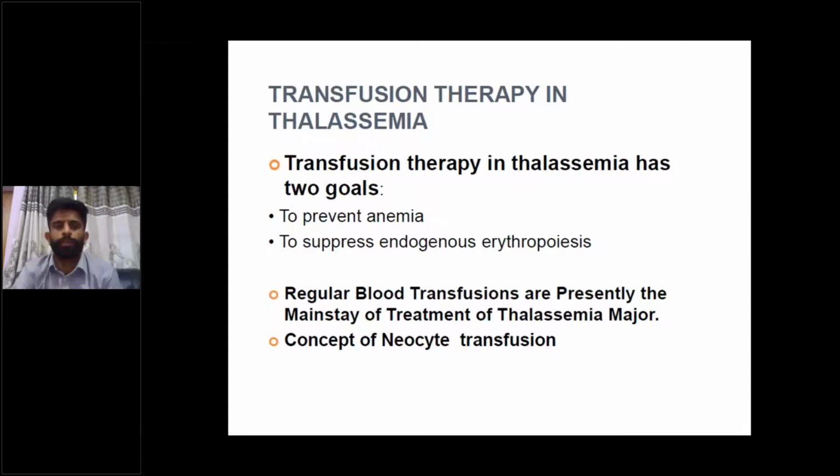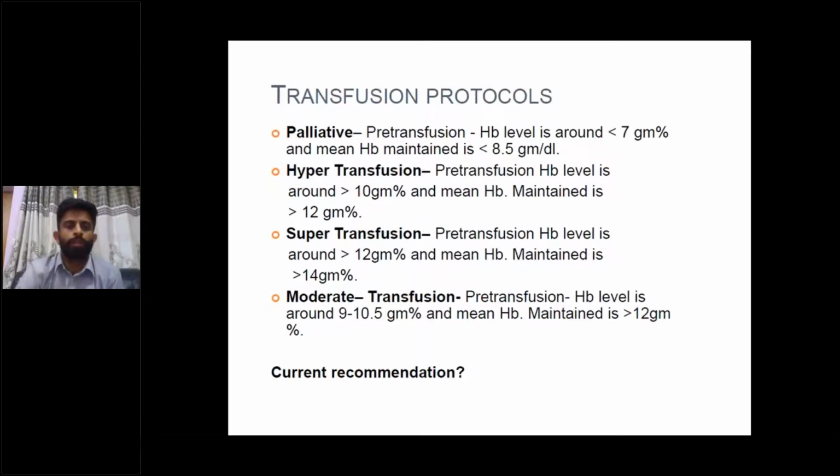So first one is transfusion therapy in thalassemia. It has two goals. One is to prevent anemia. The second one is to suppress endogenous erythropoiesis. So regular blood transfusions are presently the mainstay of treatment of thalassemia major. The concept of neocyte transfusion is being done. Protocols are palliative. Pre-transfusion, HB level is around less than 7 and mean hemoglobin is maintained is less than 8.5.